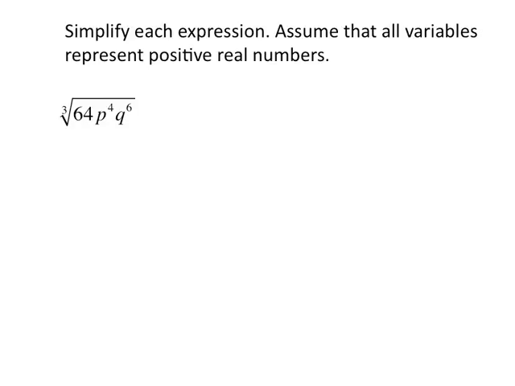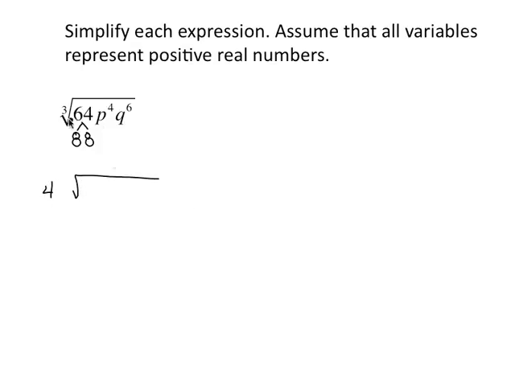Simplify each expression. Assume that all variables represent positive real numbers. There's two ways of doing this problem here. The first method is to recognize that 64 is equal to 8 times 8, because the cube root of 8 is equal to 2. So if the cube root of 8 is equal to 2 and the cube root of 8 is equal to 2, then you get 2 times 2 is equal to 4 on the outside.